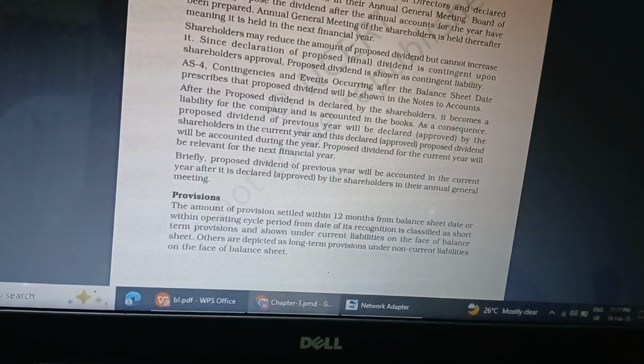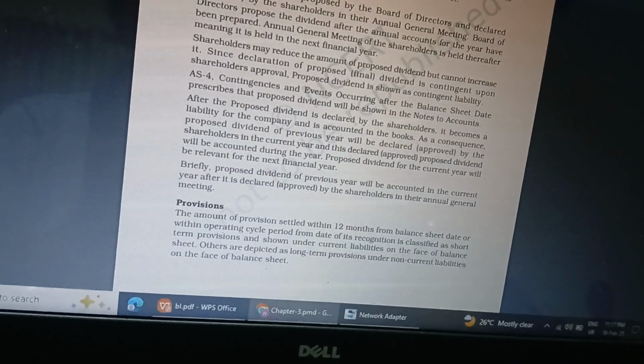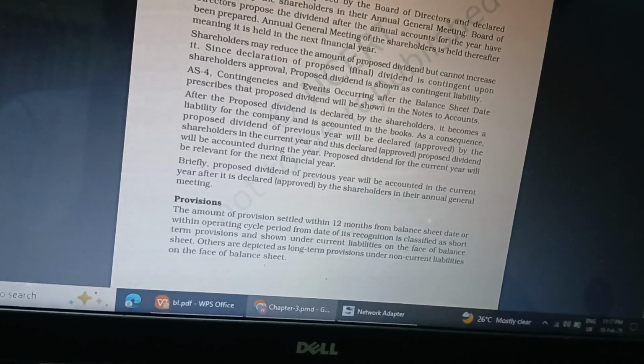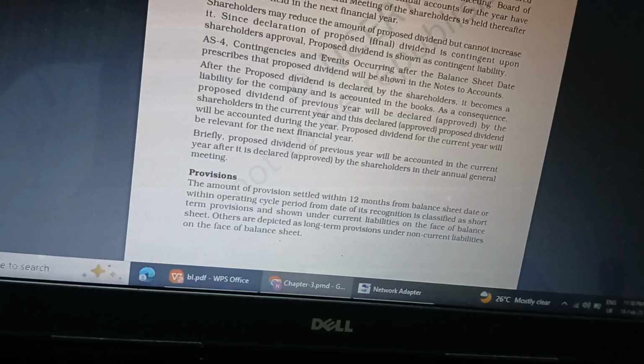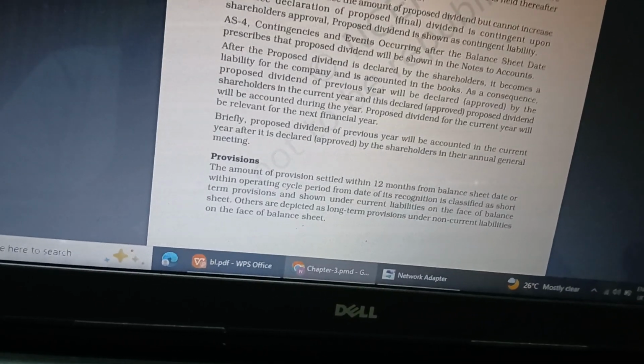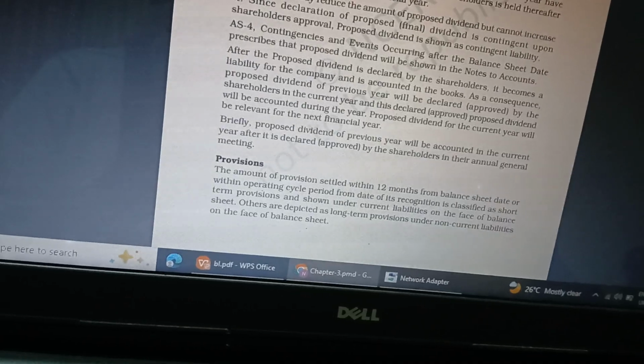Then regarding provisions. Provision is the amount that is kept for meeting any uncertainties. The amount of provision settled within 12 months from the balance sheet date or within operating cycle period from the date of its recognition is classified as short-term provisions under the current liabilities on the face of balance sheet, and others are depicted as long-term provisions under the current liabilities on the face of balance sheet.